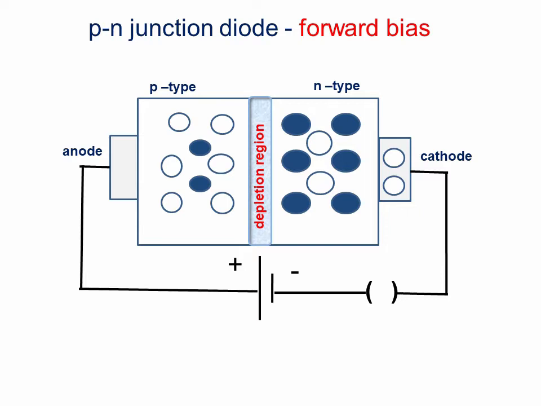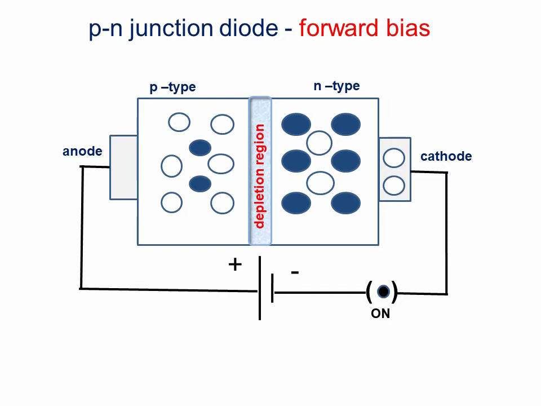P-n junction diode in forward bias. Forward bias means the positive terminal of the battery is connected to P type and the negative terminal of the battery is connected to N type. Let us study the p-n junction diode in forward bias. Before we switch on, the potential barrier is already developed and the corresponding depletion region is also created in the junction. Now this circuit is switched on by inserting a key.